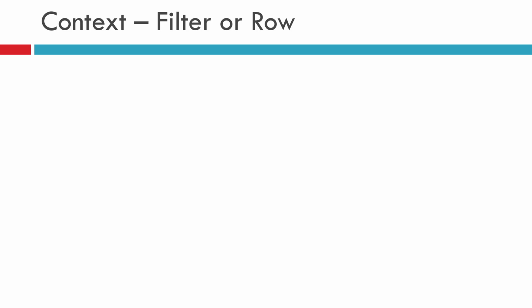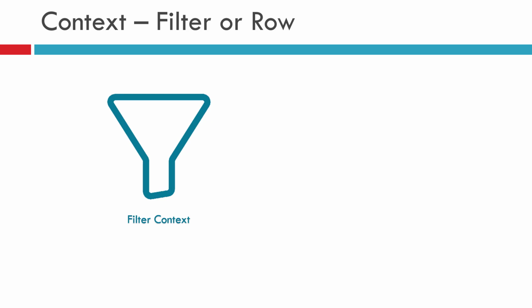For example, a cell inside a matrix visual will have a different filter context in each of the cells. Most of the context is automatic, but some context allows you to control the underlying data passed to your DAX calculations. So, evaluation context is composed primarily of two contexts. The first one is filter context.